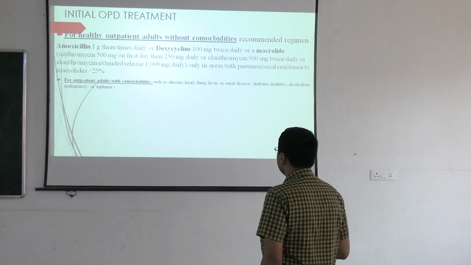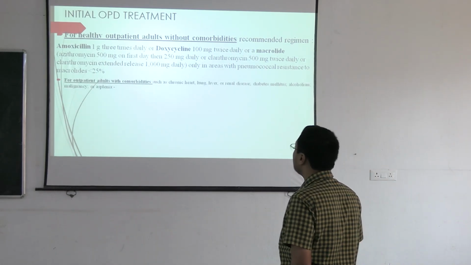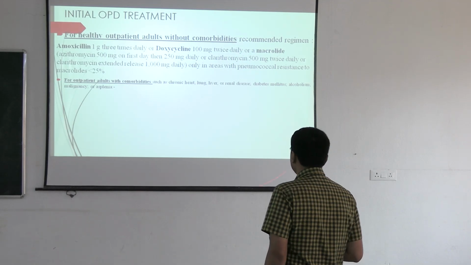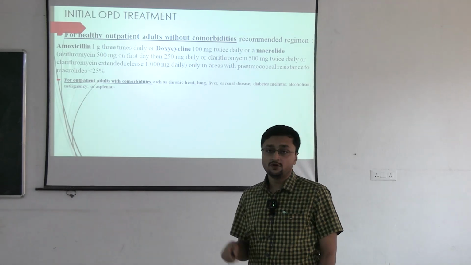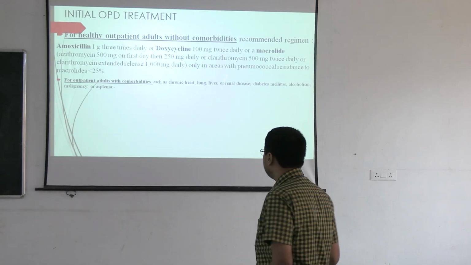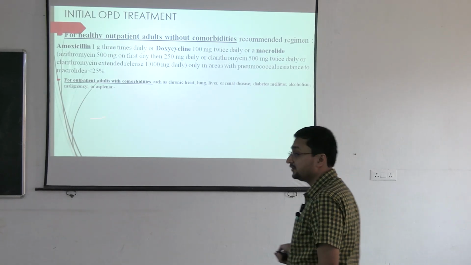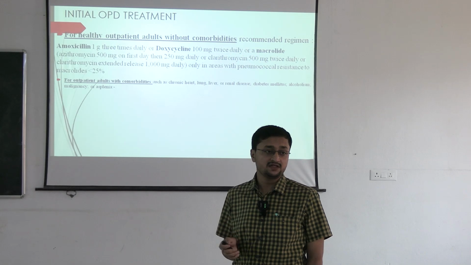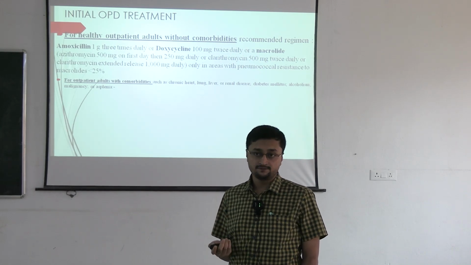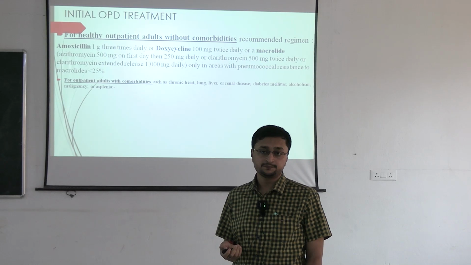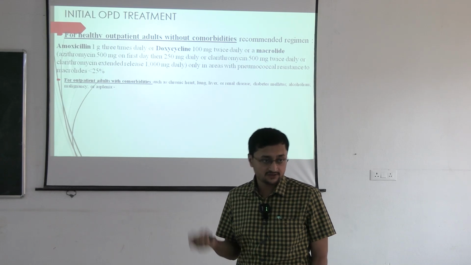And for OPD patients with comorbidities such as chronic lung, liver or renal disease, diabetes mellitus, alcoholism, or immunocompromised individuals, or the patients with asplenia. Why have I mentioned asplenia? Or splenectomized patient. What are the risk factors of the splenectomized patient? Why have I mentioned splenectomized patient?